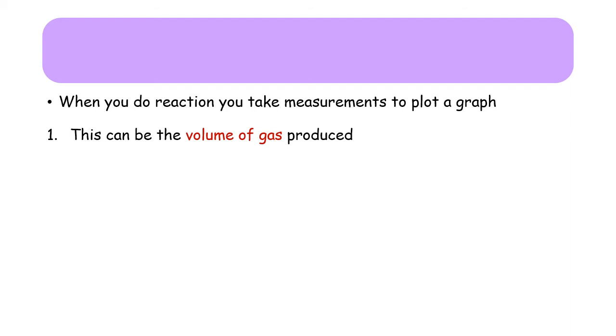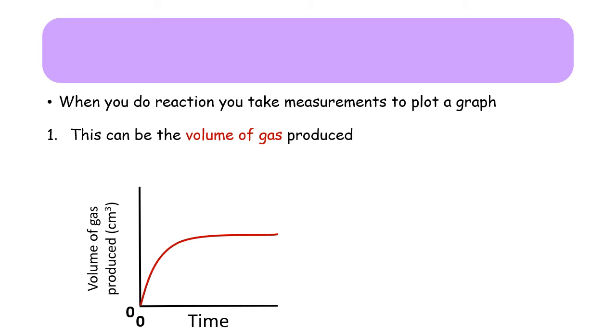Now, when you do a reaction, you take measurements to plot a graph. Now, there are two types of graph that you can be asked about at National 4. First one is a reaction that produces bubbles, and you can plot a graph of the volume of gas produced. And the graph will look like this. It'll start at 0, it'll shoot upwards, and then it'll curve and become flat.